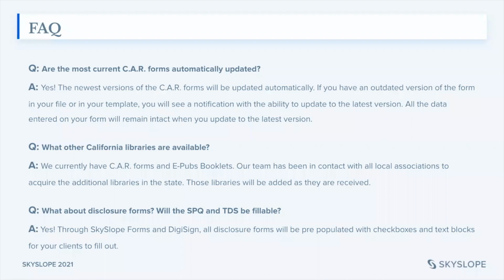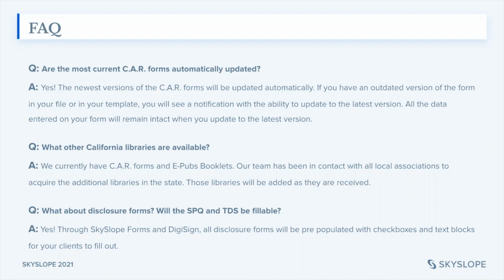Now, what other California libraries are available? Currently we do have California Association of Realtors forms and EPUB booklets. Our team has been in contact with all of the local associations to acquire those additional libraries, and they will be added as received. They'll simply sign a contract with us, giving us the ability to host those forms, and they'll become available within your account.